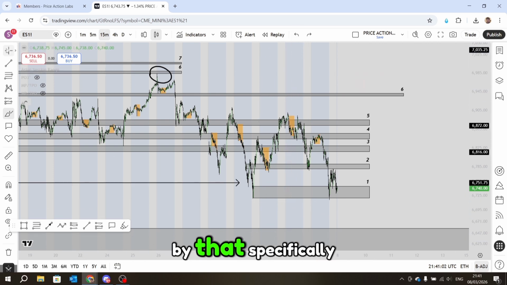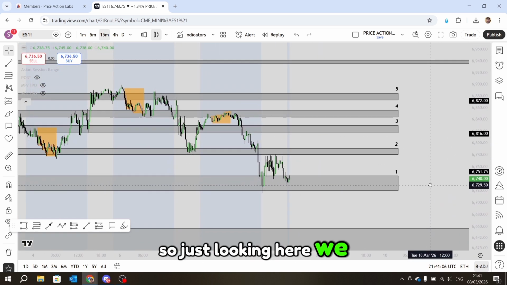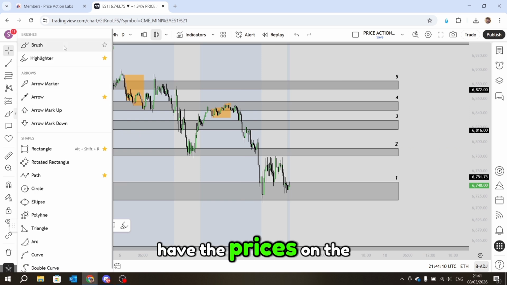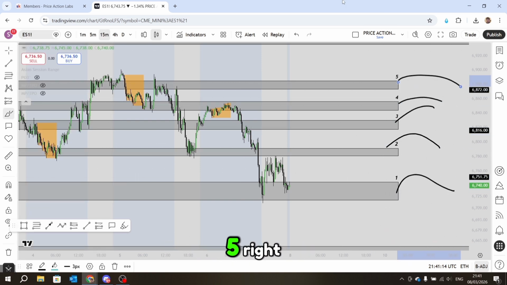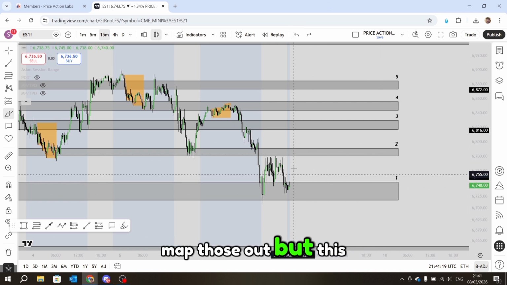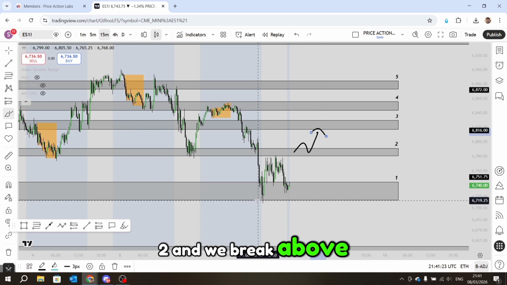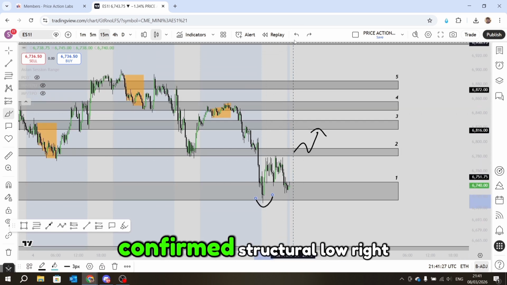Now, what do I mean by that specifically? Let's dive into Friday's price action. So just looking here, we have our levels. Feel free to just map these out. You have the prices on the right: level 1, level 2, level 3, level 4, level 5. Feel free to map those out. But this is 1. Now, if we get to 2 and we break above 2, this would then be a confirmed structural low.